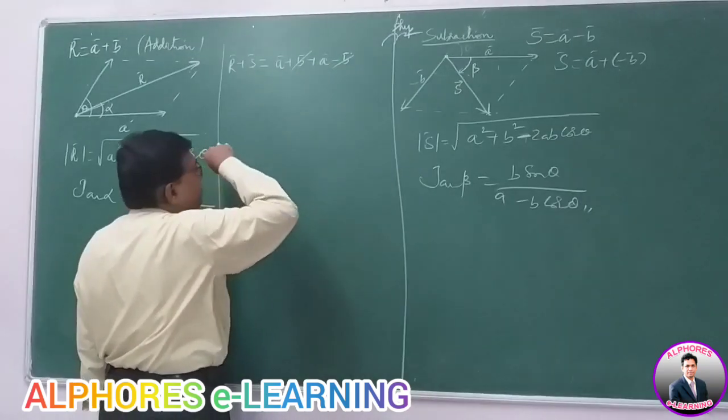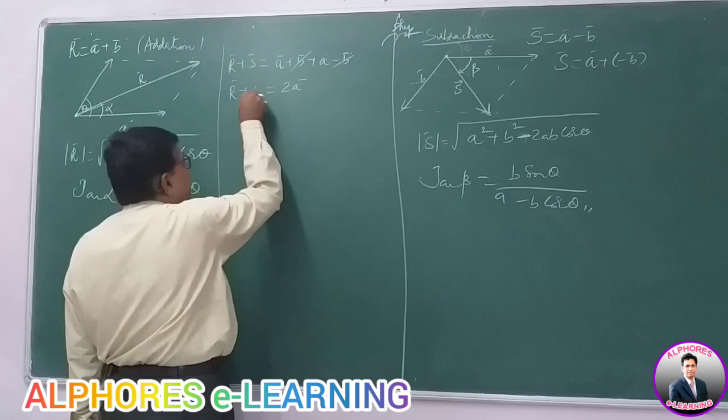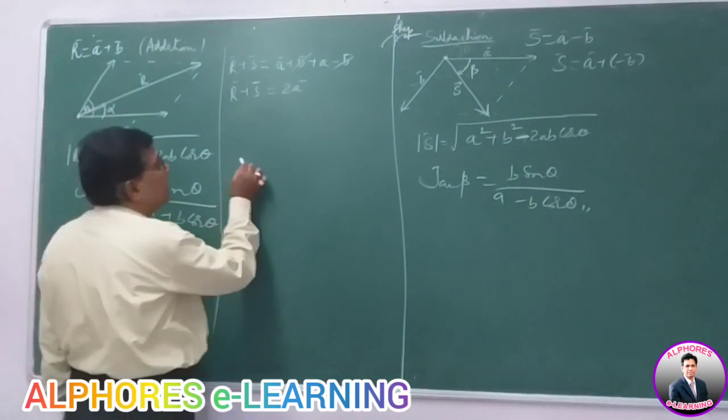a bar plus b bar minus b bar cancel, then it is 2a bar. So r bar plus s bar is 2a bar. Right? You see, you can represent it like this.